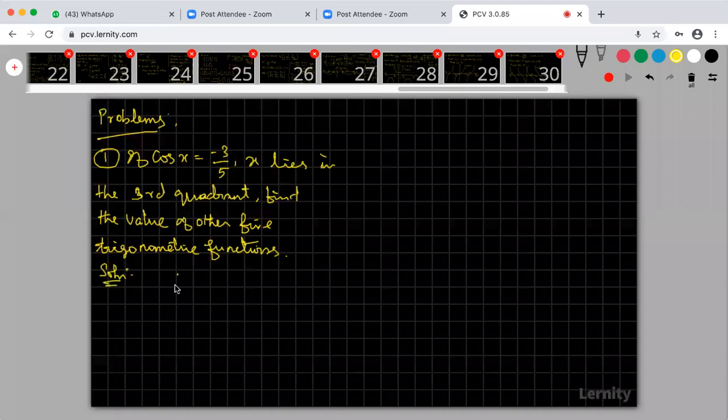What is given? Cos x is equal to minus 3 by 5 is given. x means the angle, and that angle belongs to the third quadrant. Third quadrant means cos is negative, only tan is positive. So minus 3 by 5 is given. Find the value of the other 5 trigonometric functions. How to find sin x? I am going to find sin x first, because cos x is given.